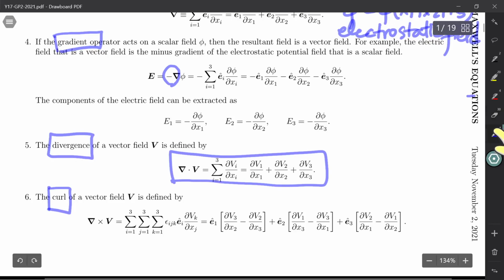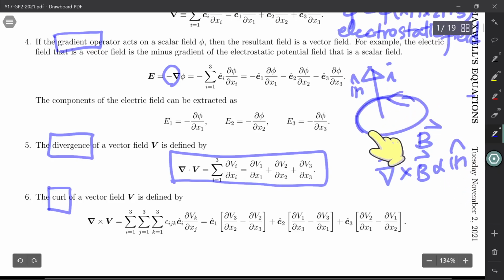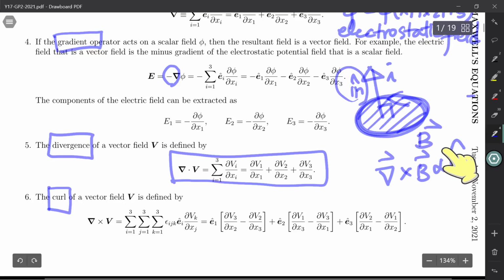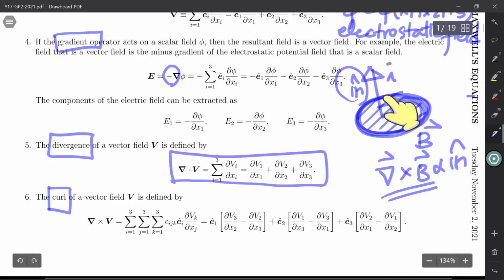Next, we consider curl. Take a current I along some direction, then the magnetic field is rotating. In that case, we say curl B is proportional to the unit vector n. The field is rotating, and the vector normal to the surface surrounded by this curve is this, and a rotating vector field has a non-vanishing curl along the direction of the normal vector to the surface.